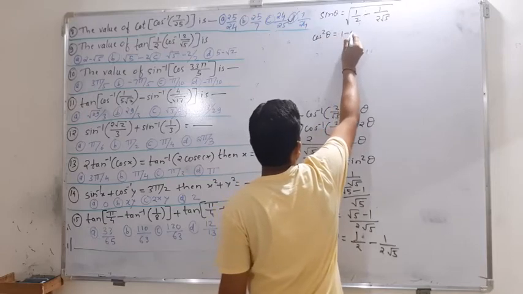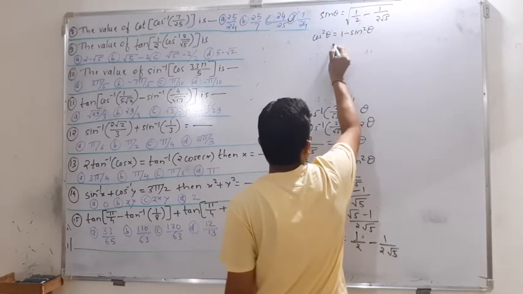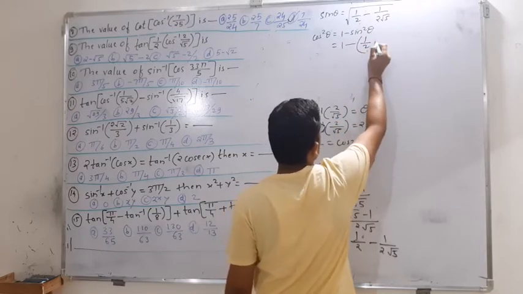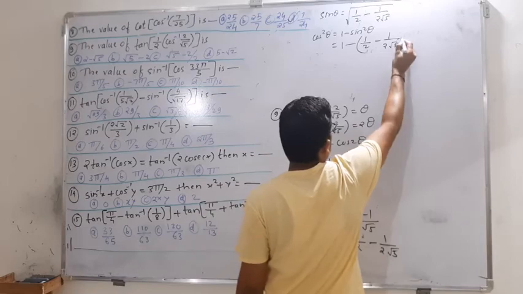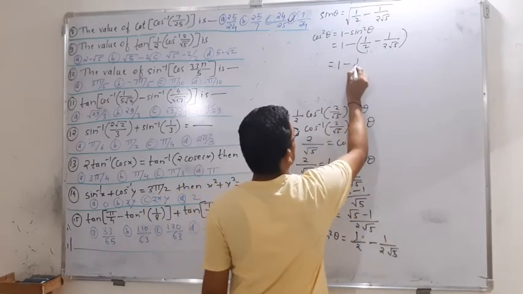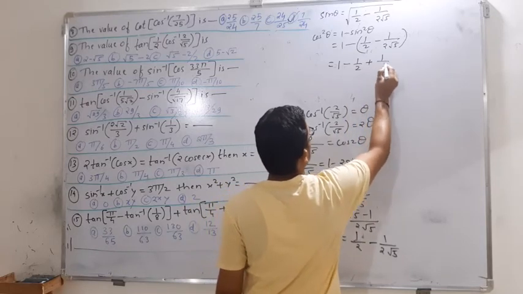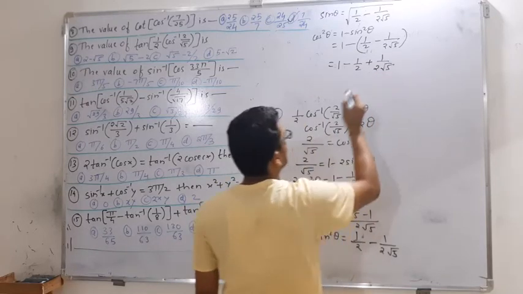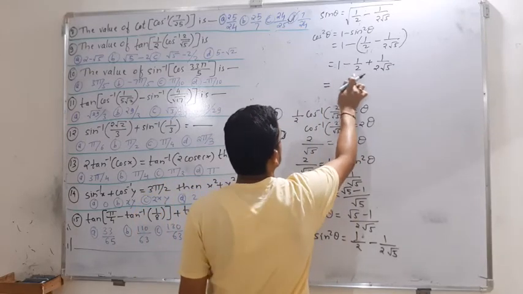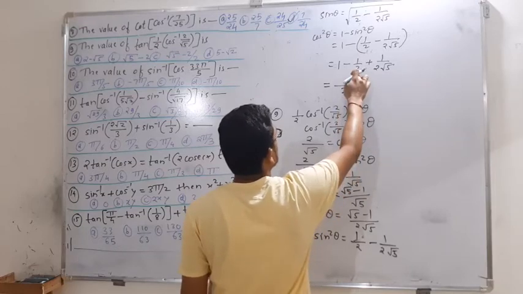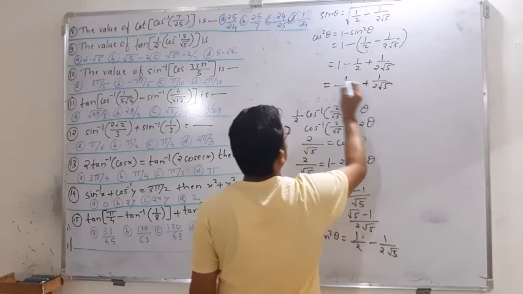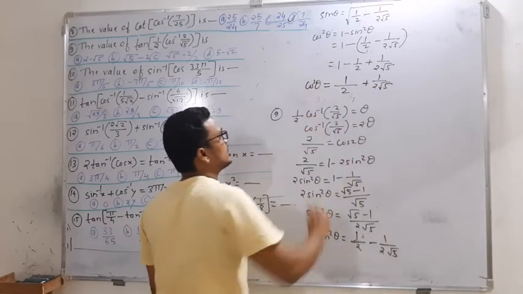Cos square theta is equal to what? 1 minus sin square theta. So 1 minus sin square theta, where sin square theta is 1 by 2 minus 1 upon 2 root 5, the root will get cancelled, which is equal to 1 minus 1 by 2 plus 1 by 2 root 5. Take the LCM of this. How much is it? 2. So 2 ones are 2, 2 minus 1 is 1, plus 1 upon 2 root 5. This is your cos square theta.